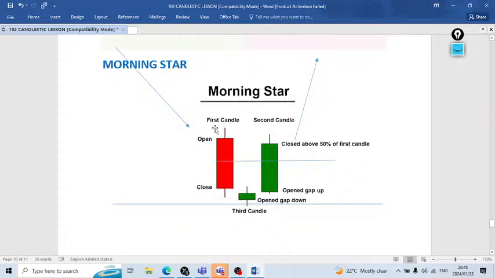So you measure with your Fibonacci 50%. That one is a morning star, so it's a reversal candlestick. When the price is in a downtrend and the first candle appears, you know there's a likelihood that the price is going to reverse and move upwards.